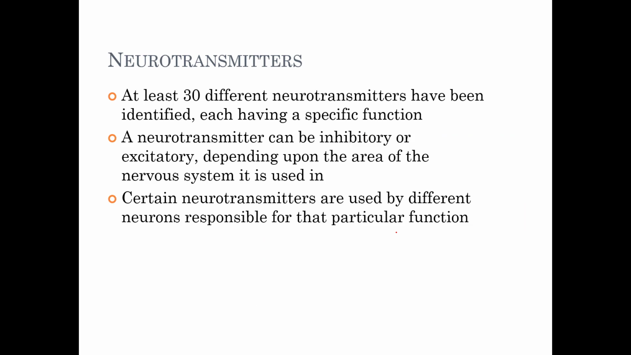So some examples of neurotransmitters. There are 30 different neurotransmitters that have been identified. Each of them does have a specific function. A neurotransmitter can be inhibitory or excitatory, or both, depending on where in the nervous system it is being used. And certain neurotransmitters are used by different neurons responsible for a particular function.